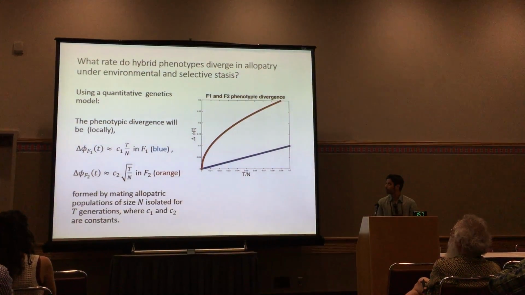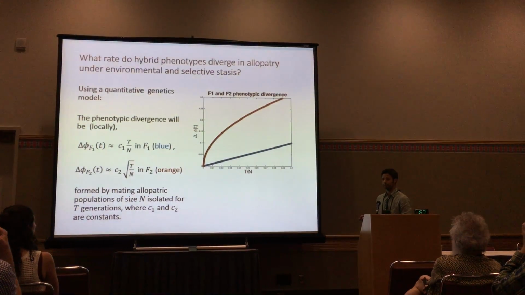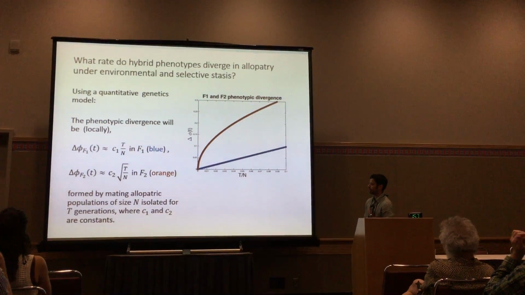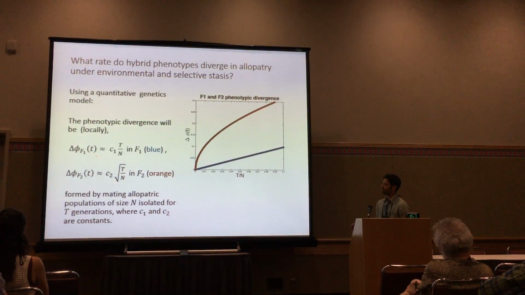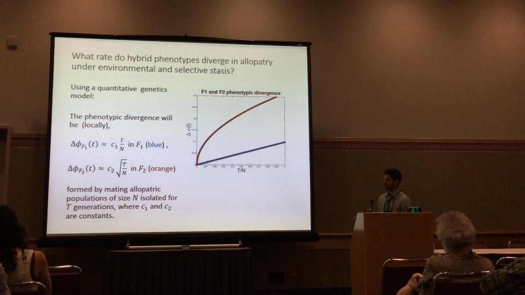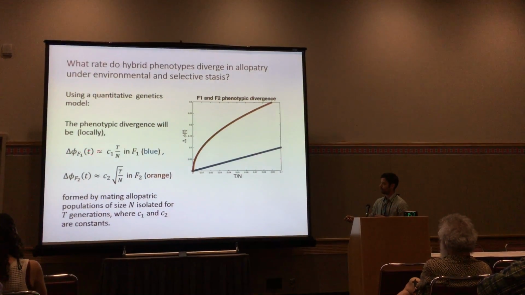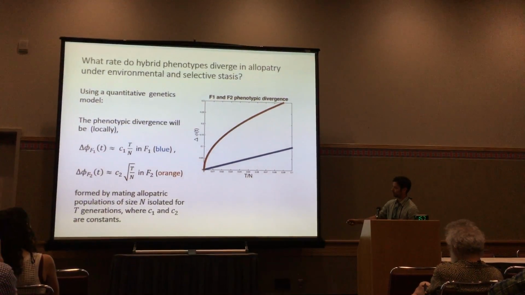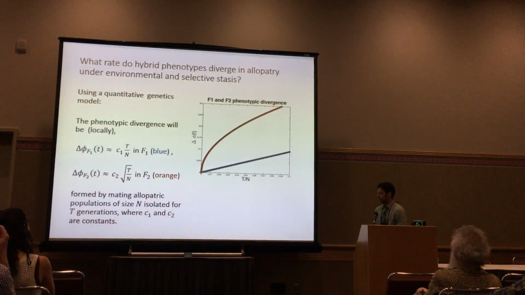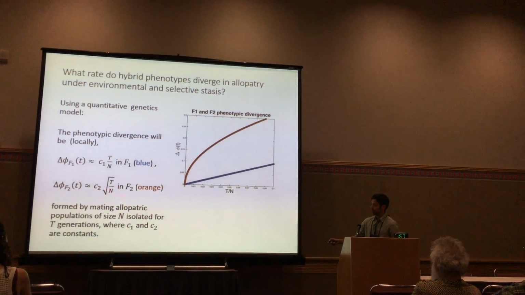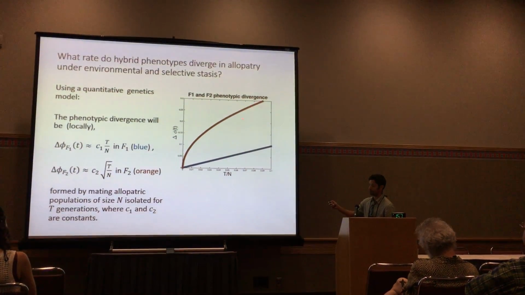So if we take these results and plug them into a quantitative genetics model where we treat each regulatory coefficient in the matrix as a quantitative trait, we can show that the change in phenotypes in first generation hybrids, which we're calling delta phi, is approximately C times capital T over capital N, where T is the number of generations since allopatric separation, N is population size, and C is some constant. So we expect this phenotypic divergence to be linear. And then in F2s, it's the square root of capital T over N times some constant, so it would actually increase as the square root, so much, much faster.